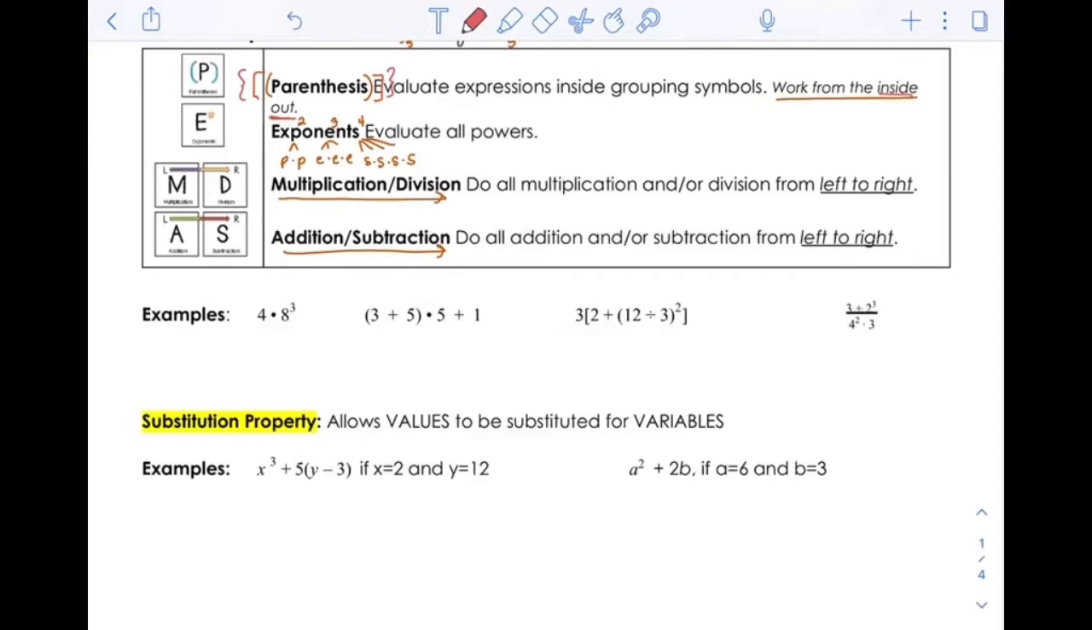But there are exponents, so that's where I'm going to start. I'm going to start right here with 8 to the third power. Well, remember, to the third power means that we're going to multiply 8 by itself 3 times. 8 times 8 times 8.